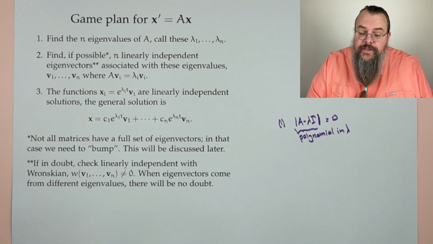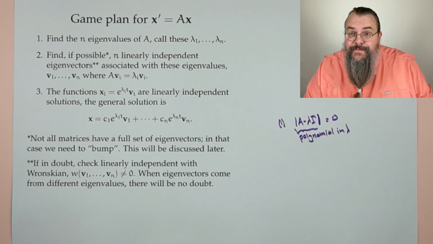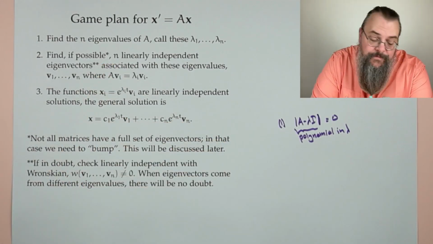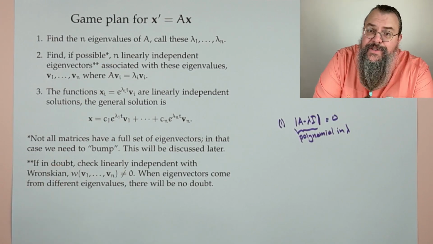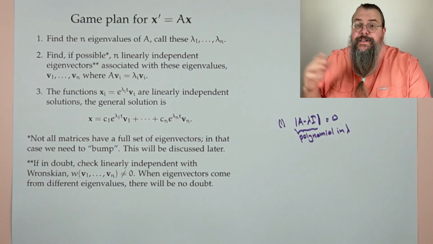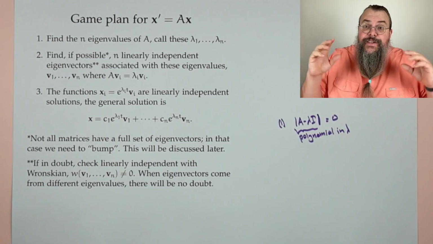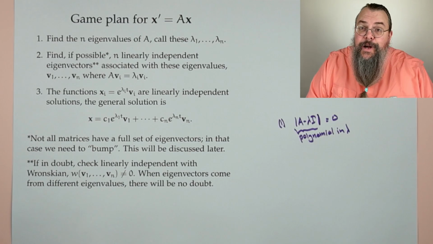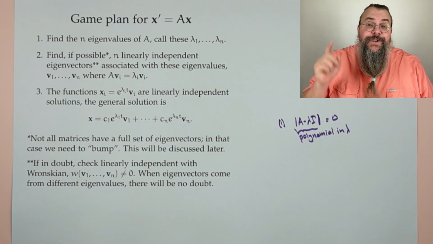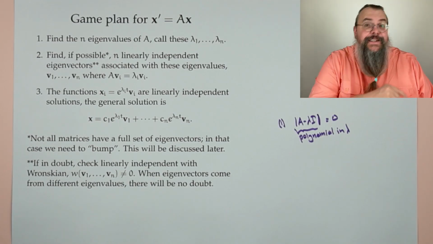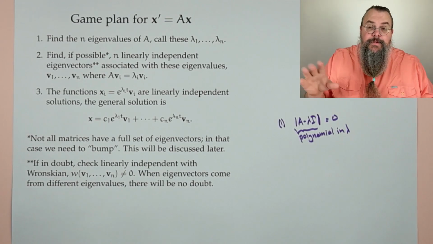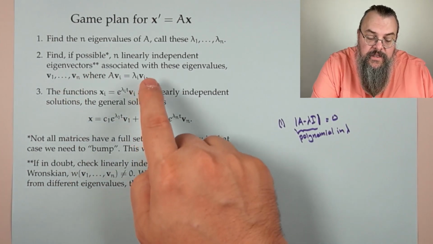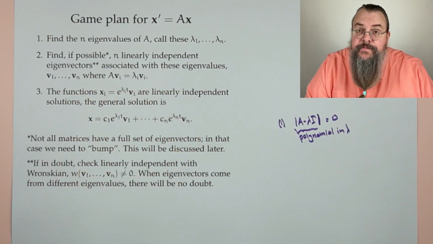Now, what's next? If possible, you'll notice here there's an asterisk. What is that? Well, not all matrices have a nice complete set of eigenvectors. Sometimes you will come up short. So what happens then? Great question. We'll talk about that in our next meeting. But for now, let's just say, find, if possible, the n linearly independent eigenvectors.